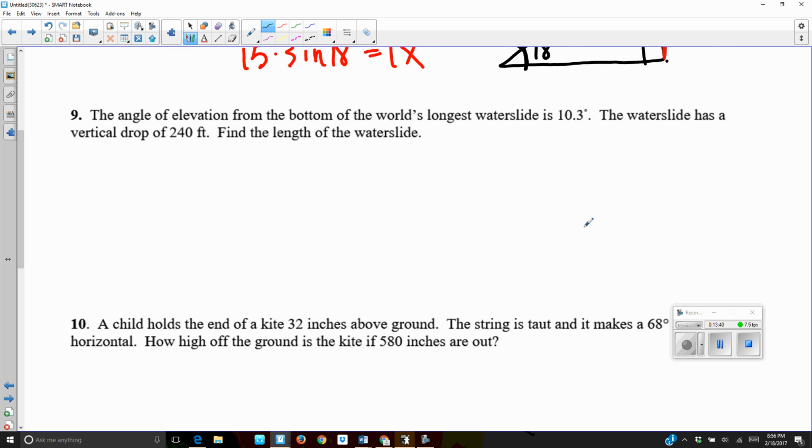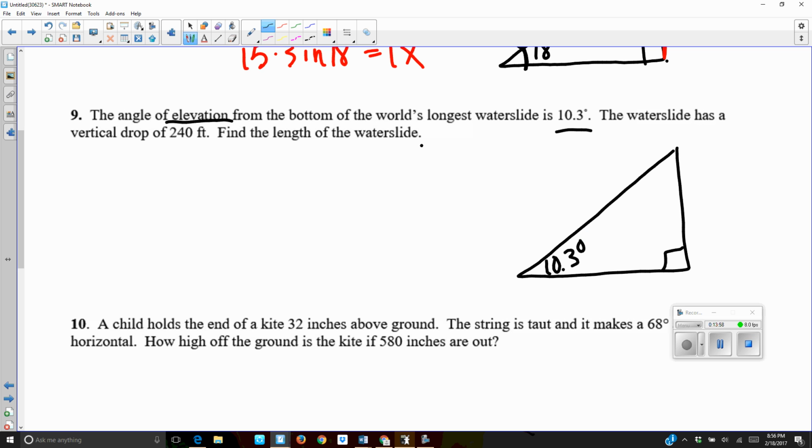All right, number 9, same thing. Draw your triangle. Draw it the same way. They give us an angle. Say it's the angle of elevation. It is 10.3 degrees. So I'll put that there in the bottom left corner.